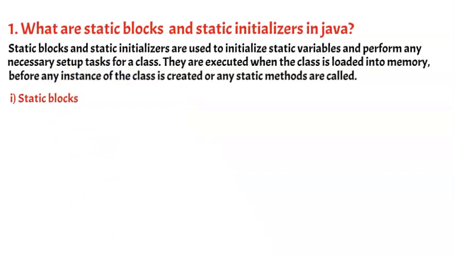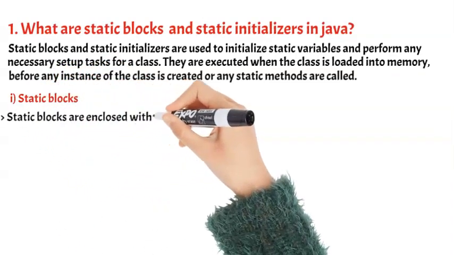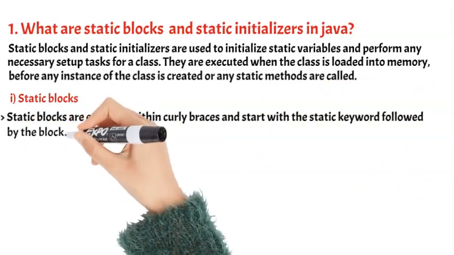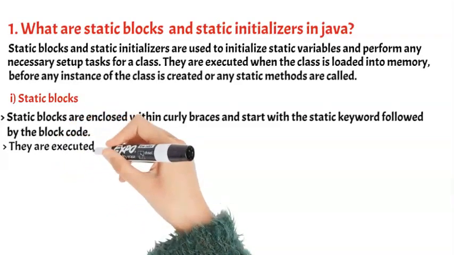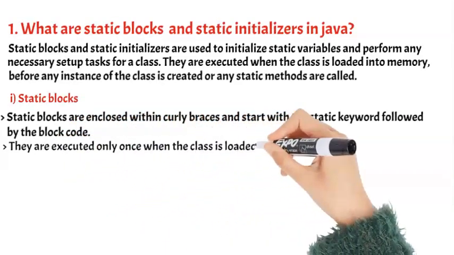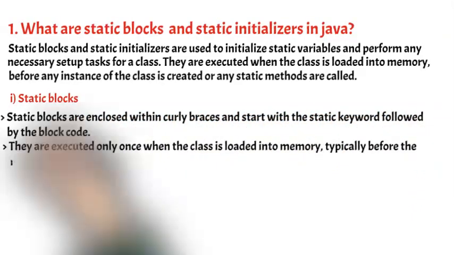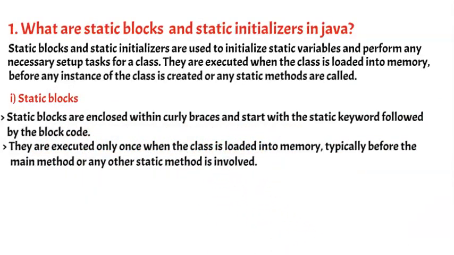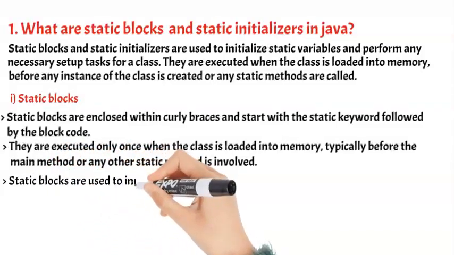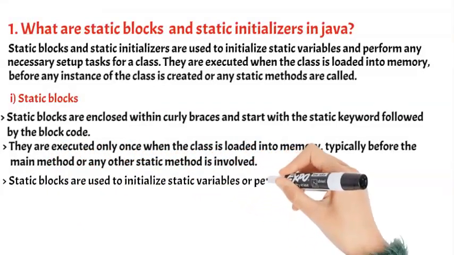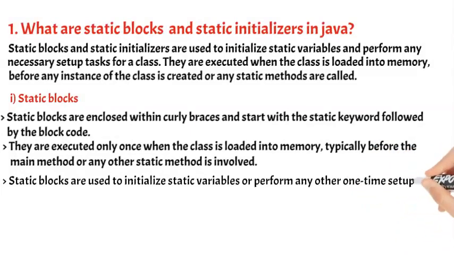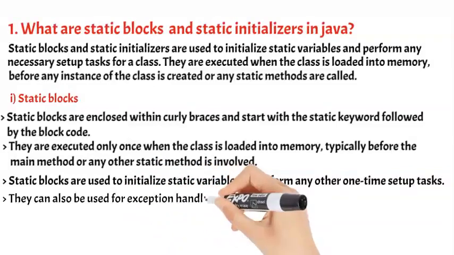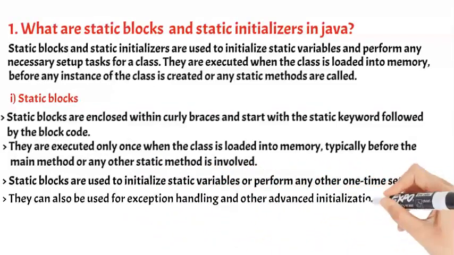1. Static blocks. Static blocks are enclosed within curly braces and start with the static keyword followed by the block code. They are executed only once when the class is loaded into memory, typically before the main method or any other static method is invoked. Static blocks are used to initialize static variables or perform any other one-time setup tasks. They can also be used for exception handling and other advanced initialization techniques.